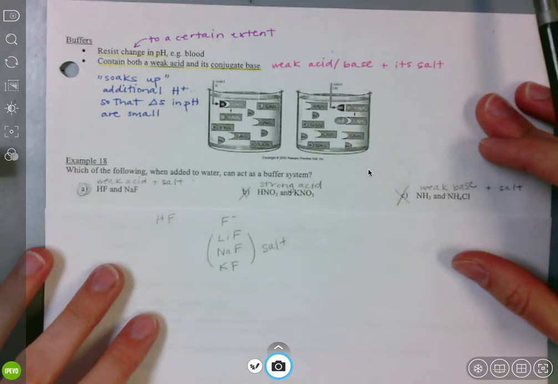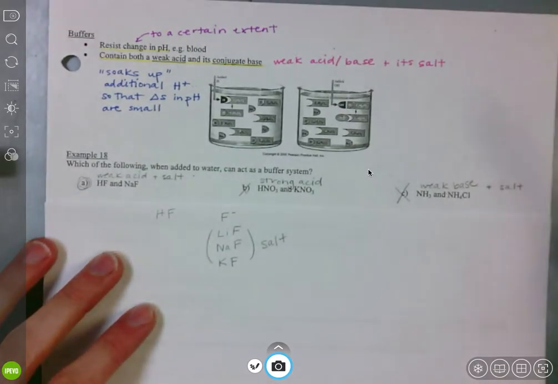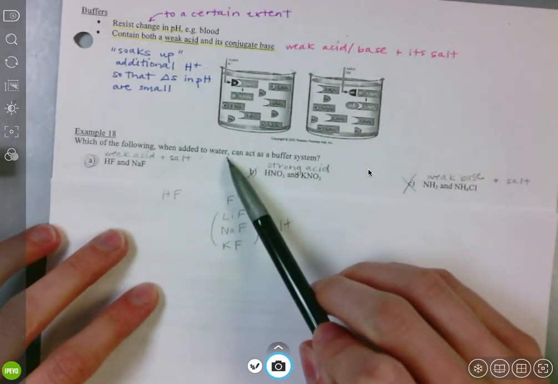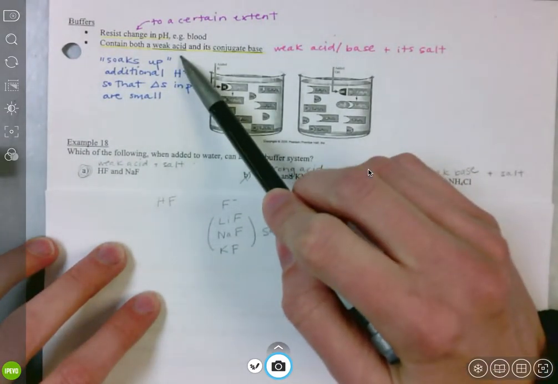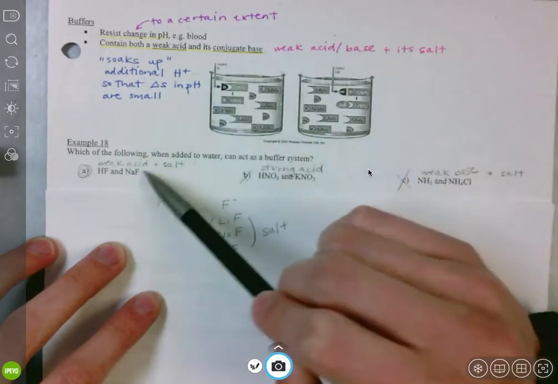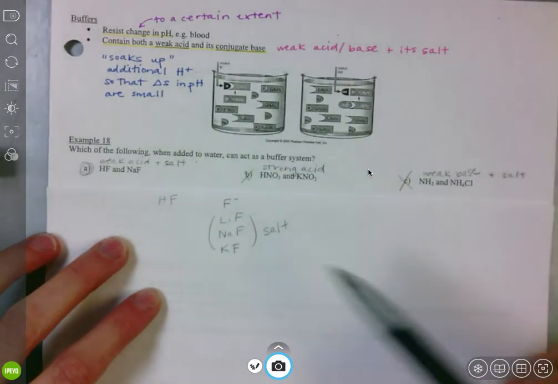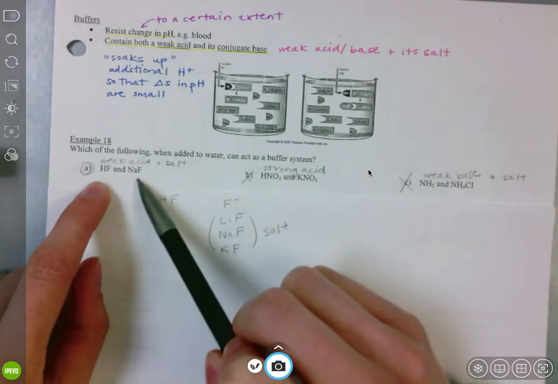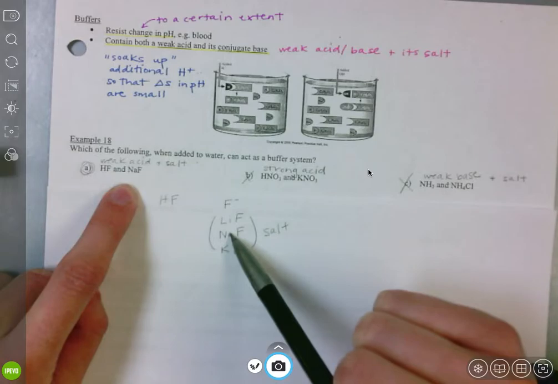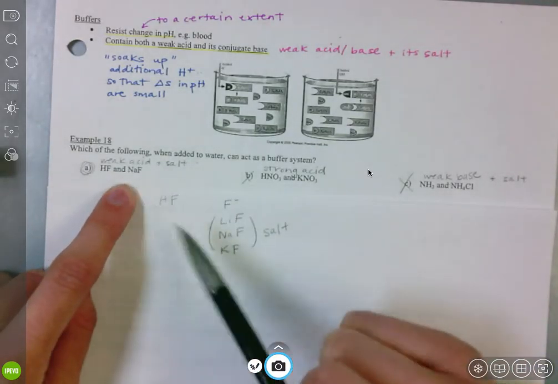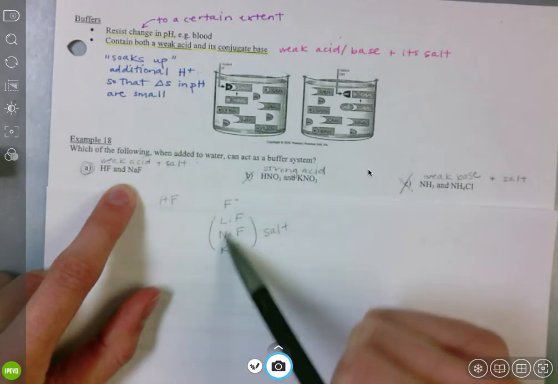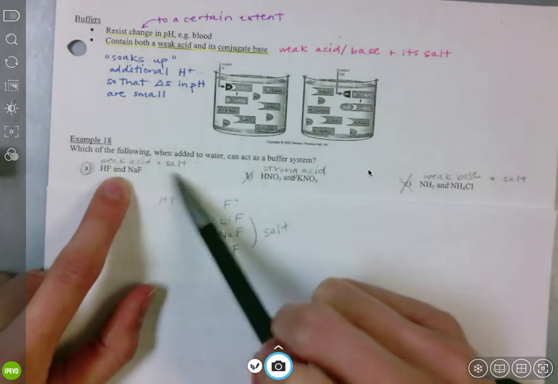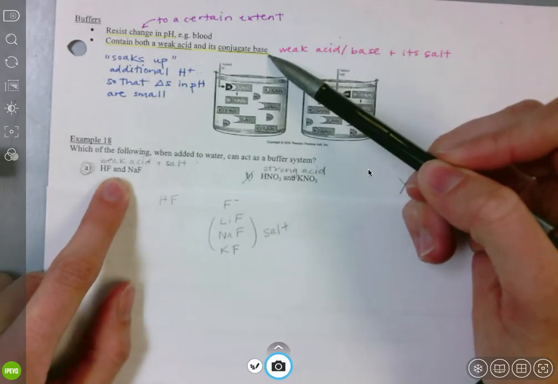Okay, let's look at example number 18. Which of the following, when added to water, so in solution, can act as a buffer system? We're looking for something that is a weak acid and its conjugate base, and in these ones, we're having some type of salt. Hydrofluoric acid is a weak acid, and sodium fluoride, like in my example, is its salt. We just have the acid minus the hydrogen ion plus some metal. So a weak acid and its salt can act as a buffer system.